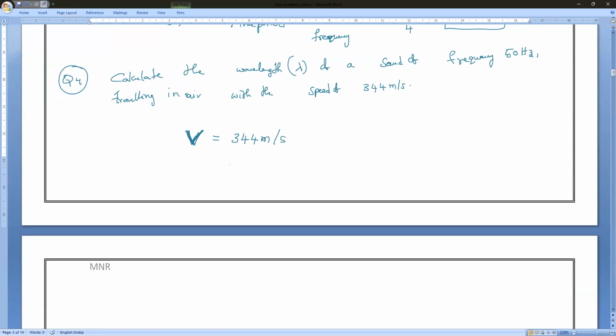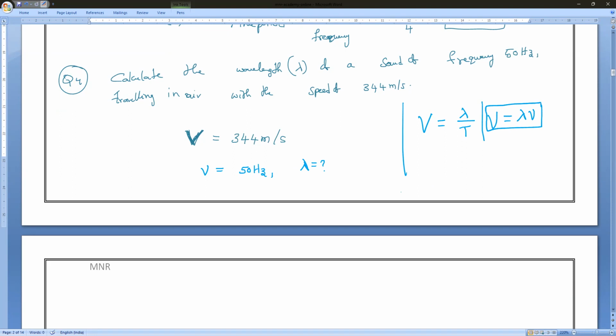344 meter per second. And what is the frequency? Frequency equals 50 hertz. Now they are asking wavelength. So we all know the wavelength formula. When frequency is given, we have two formulas for wave speed. Wave speed is equal to wavelength divided by time period, or wave speed is equal to wavelength into frequency. Is it right, guys?